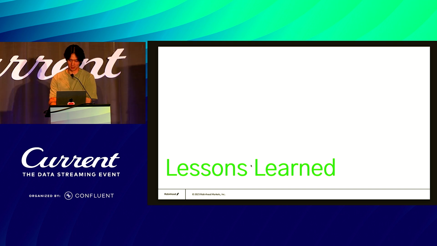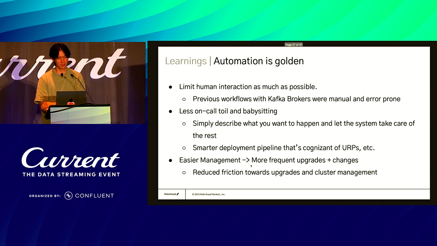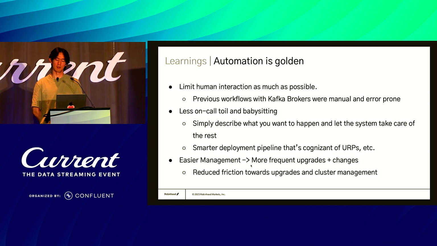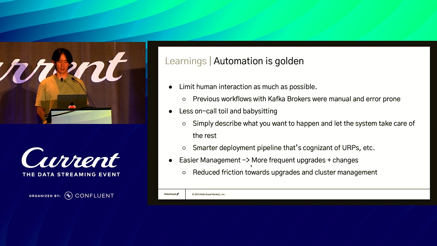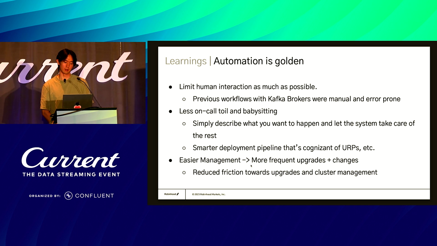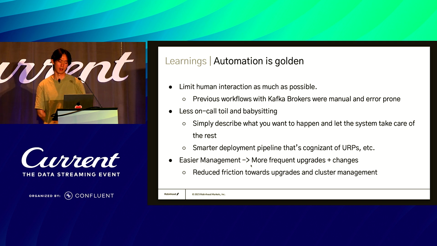Yeah, a few lessons learned during this process. First thing is automation is golden. Limiting human workflows or interactions is pretty nice. Previously, when we had to do a lot of this ops stuff on our Kafka brokers, our fat fingers always took over here and there, and there were a lot of manual errors that would bite us in the end.